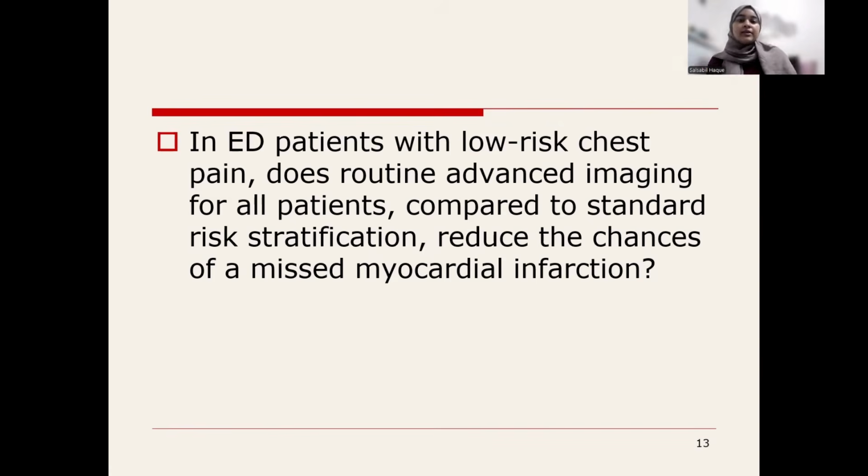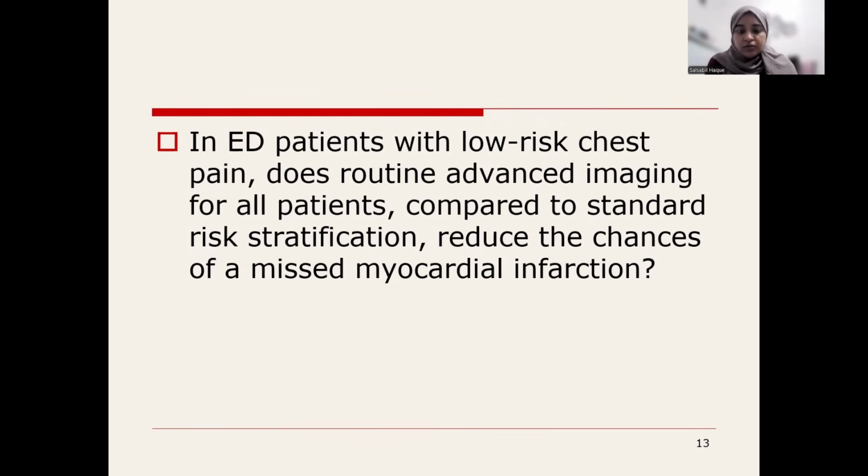Now, you might say that, okay, this follows the PICO framework. So the P is patients with low risk chest pain, and what do you call it? I, intervention, is going to be advanced imaging.